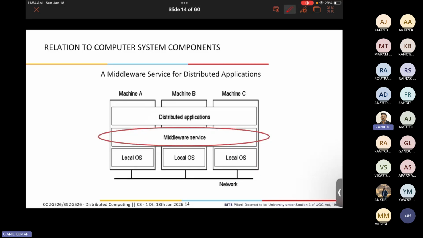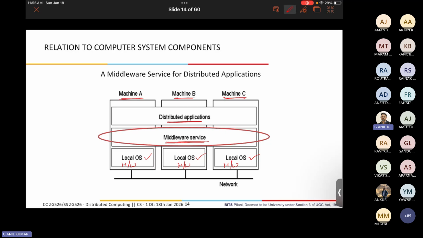Take a minute. There are three machines, A, B, and C. Every machine is with its own operating system, even beyond, with their own hardware. Accepted? Might be heterogeneous. They all can run their own application. Now, what is happening here? There is a middleware service that is coming up. Don't get confused with the middleware applications; that has nothing to do here. This is a middleware service on top of which our distributed application is sitting.